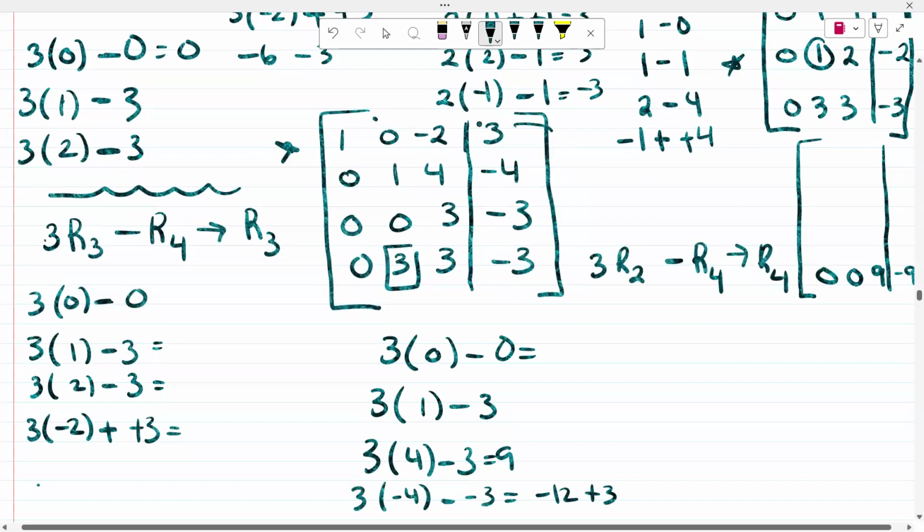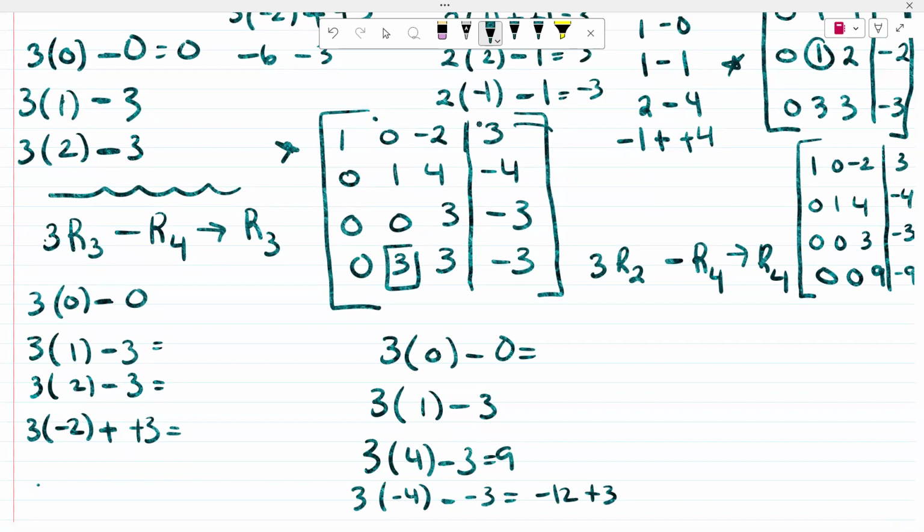And then we didn't mess with row 3, row 2, or row 1, so rewrite it. So you use the previous matrix. This would be 0, 0, 3, -3. This would be 0, 1, 4, -4. This would be 1, 0, -2, 3. Okay, so now we have this 0, this 0.